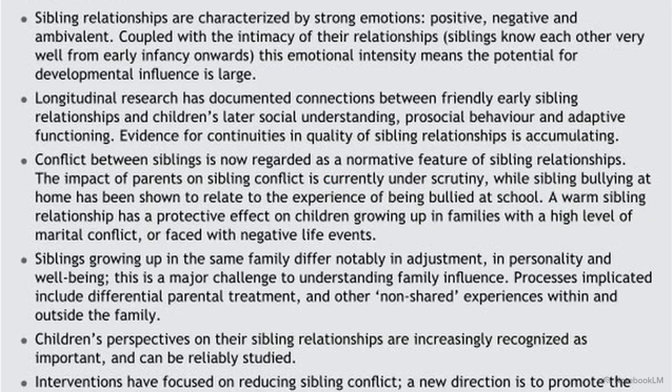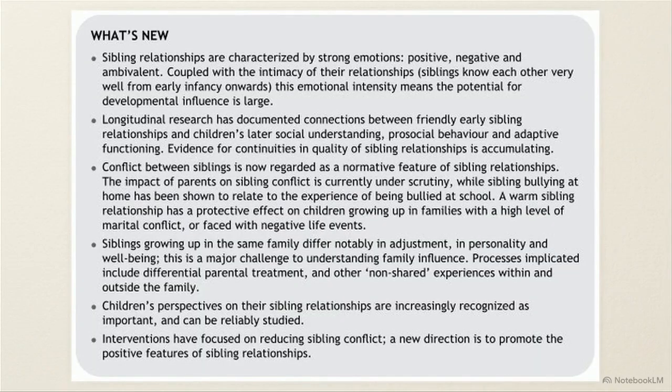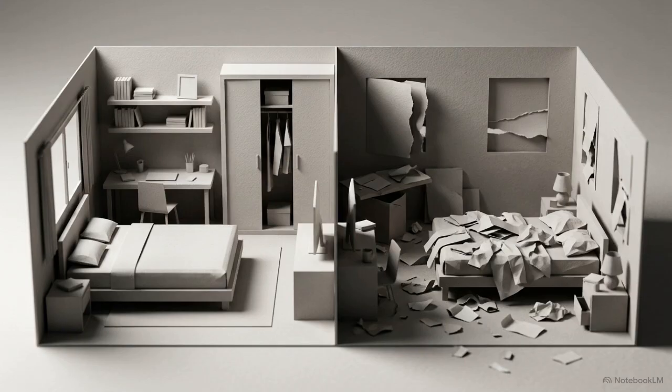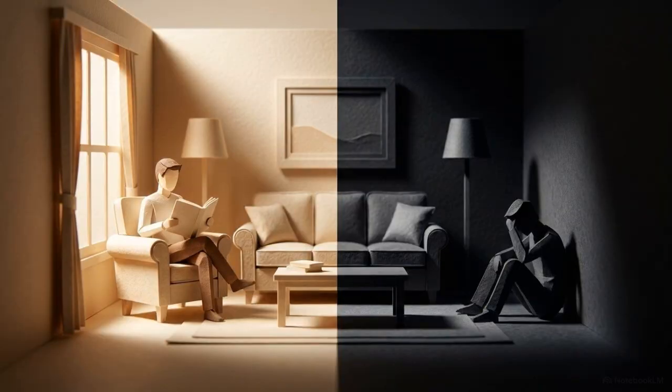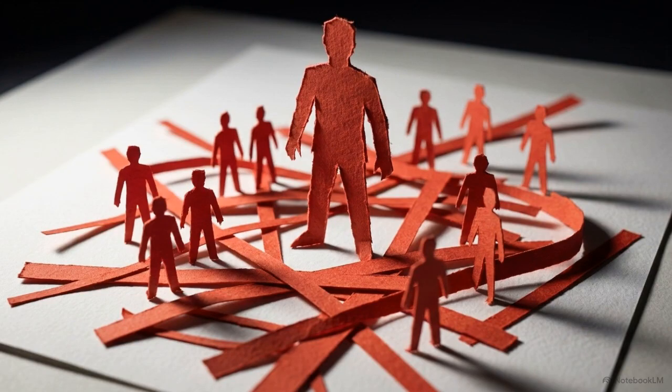The image also points out a critical clinical upside. A warm sibling relationship provides a powerful protective buffer for children growing up amid high marital conflict or facing severe negative life events. Despite sharing the same household, siblings often exhibit vastly different adjustment and personality outcomes. The divergence is driven by differential parental treatment and unique, non-shared experiences both inside and outside the home. Each sibling effectively inhabits a slightly different version of the same family. Because siblings drive early social understanding, a psychiatric assessment that ignores the granular details of their dynamic is structurally incomplete.